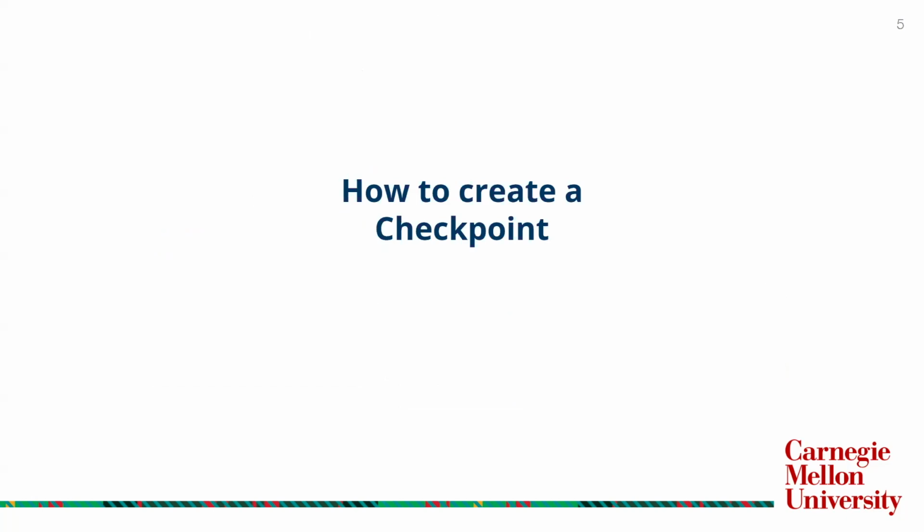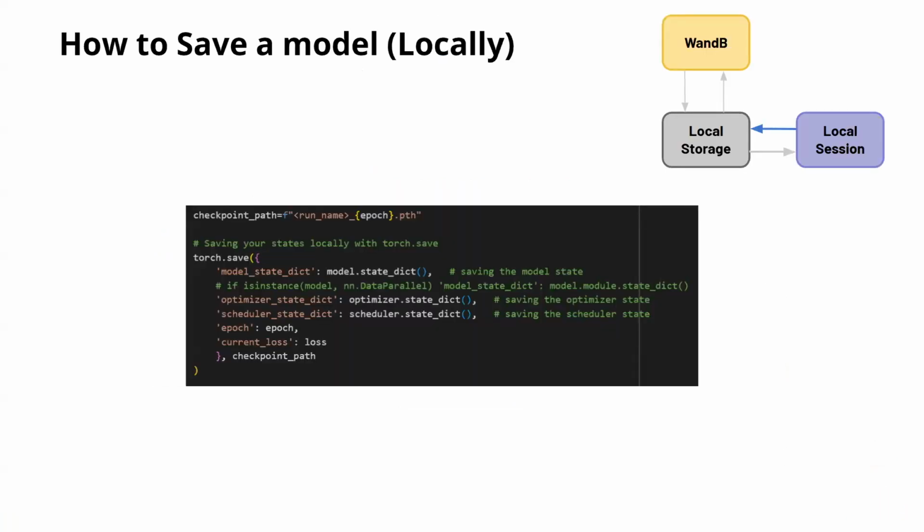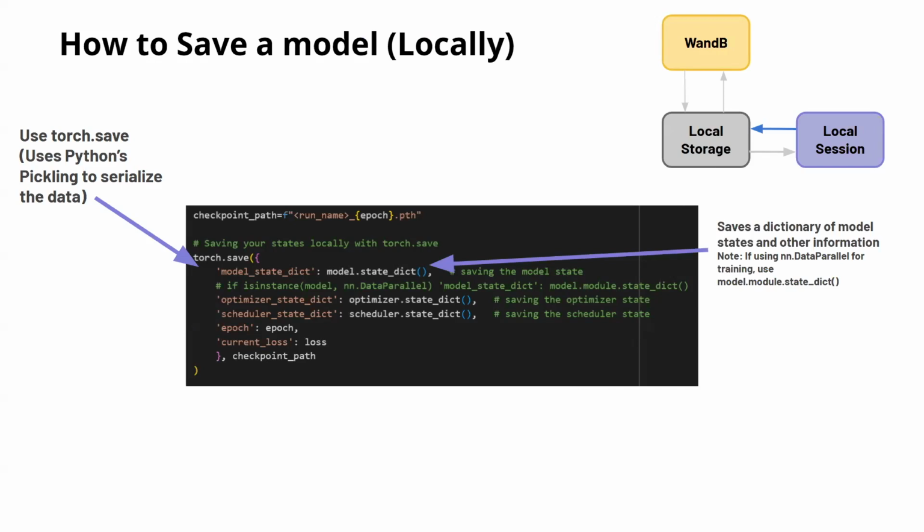Now, let's look at how to create a checkpoint. First let's look at the practical implementation of saving models locally. As I mentioned earlier, torch.save uses Python's pickling to serialize the data into a binary format. First, we define the path with descriptive naming, as you can see in the first line. Then we save a comprehensive dictionary containing multiple components like model.state_dict, which captures all the learned parameters, and optimizer.state_dict and scheduler.state_dict, which basically preserve training state for proper resumption, and the metadata like current epoch and loss tracking progress are also there. All this information gets saved as a .pth file to local storage.